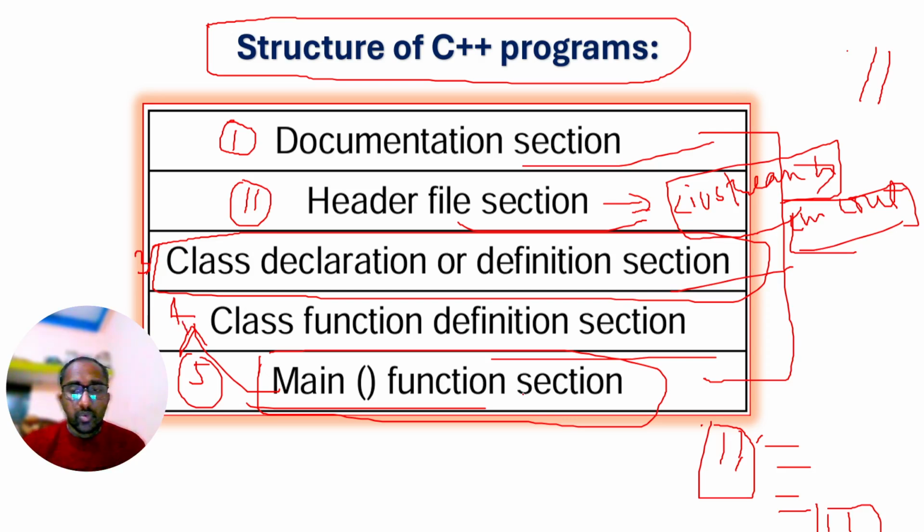This is also a question: write the structure of a C++ program. Then you have to mention these four or five sections as points. Class function definition can be done either inside or outside the class. I will show you how to declare classes and class functions, and the OOP concepts.